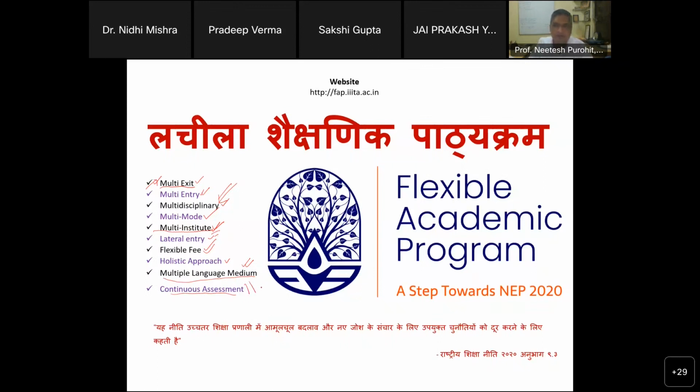at the school level. Perhaps at the college level, higher education, this continuous assessment may have altogether a different way of implementation, but at the schooling level, this is something which requires immediate integration. So having said all these things about the national education policy and their requirements, let me come up to this part of the slide where we are saying that it is the flexible academic program developed by ATAL for its students as a step towards NEP 2020.